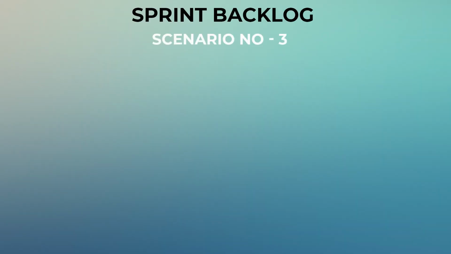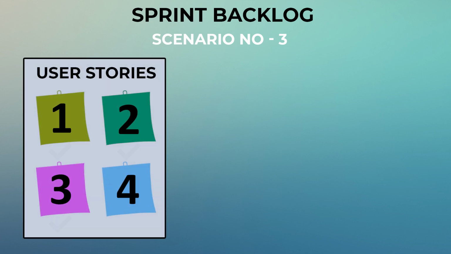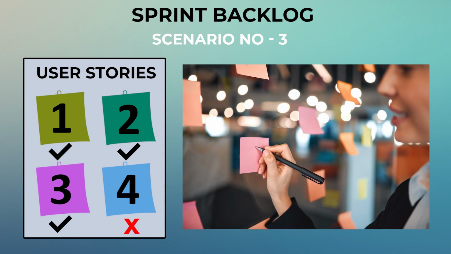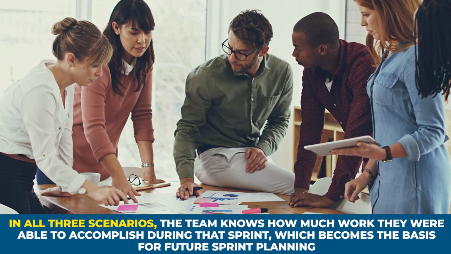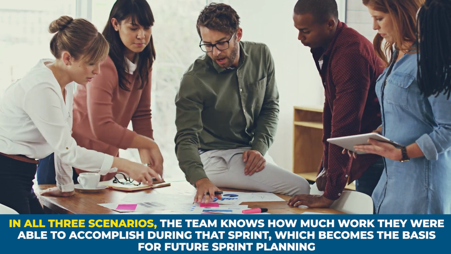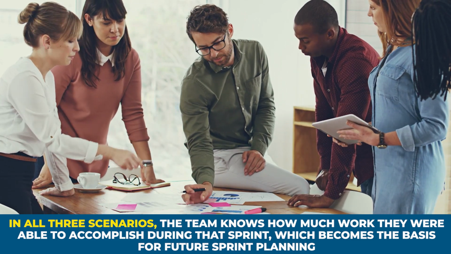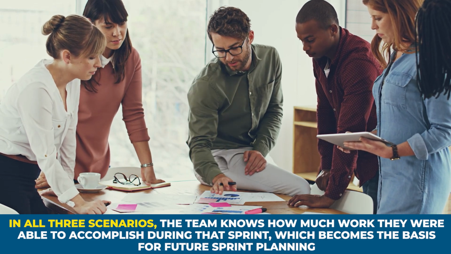The third scenario is they picked these 4 stories, they could complete only 3 of them and 1 was partially done or not started. So they were able to complete only 3 as per definition of done. Even in that scenario, in all the 3 scenarios, the team knows how much work they were able to accomplish in that sprint, and that becomes the basis for future sprint plannings. Isn't it simple?